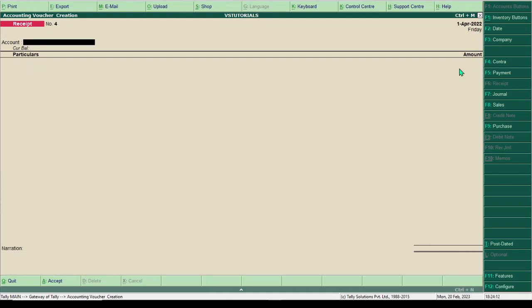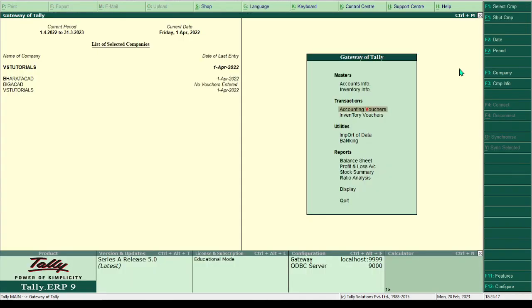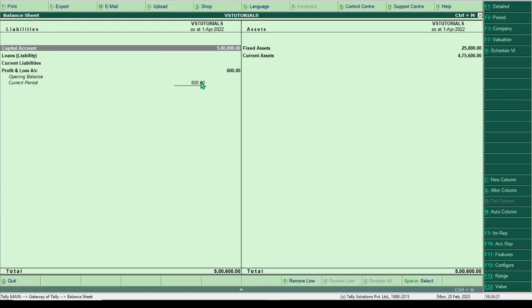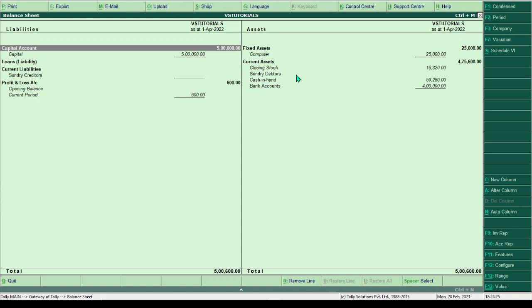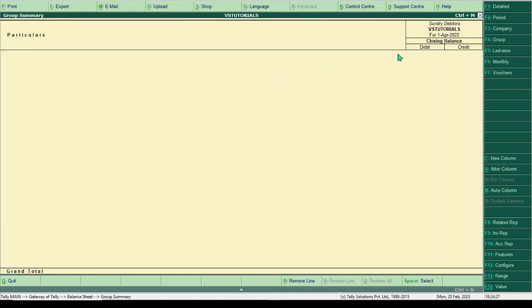Now customer has cleared his dues to us and we have also made no profit, but we will now have 0 sundry debtors. First it was 400 rupees, but now it is 0 because customer has paid us back the 400 rupees.